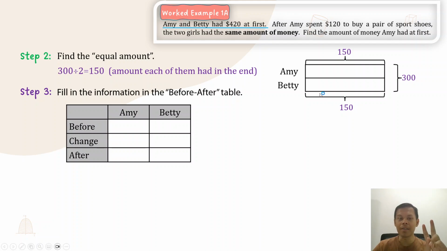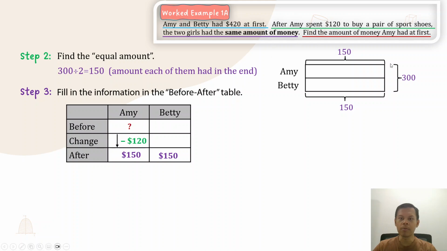Next, the second part is that we need to draw the before and after table. So when we draw this table, let's label it Amy and Betty, before, change, and after. And then we need to fill in this table with the correct amount. Amy spent 120. So after Amy spent 120, minus 120, only then will they have the same amount of money. So Amy will have 150 at the end. Same thing with Betty.